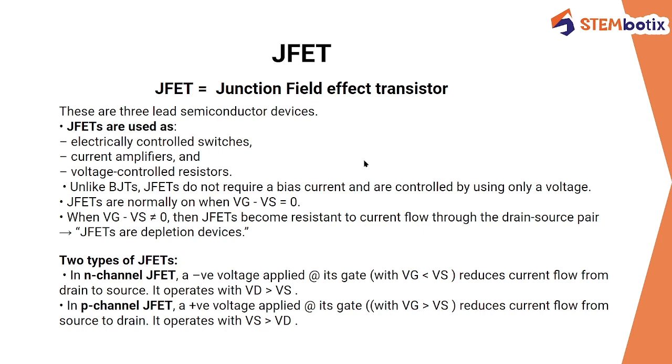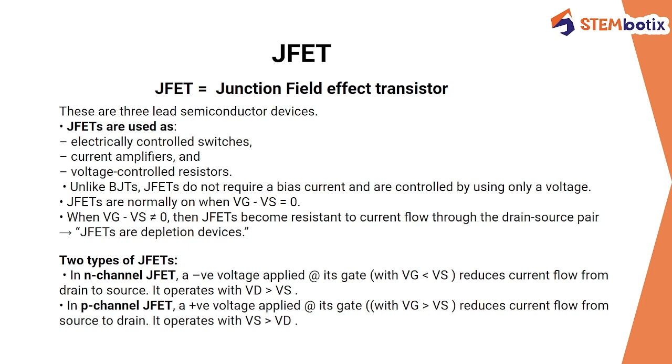FETs have two types, namely JFET and MOSFET. First is JFET, which is junction field effect transistor. These are also three-lead semiconductor devices, and they are used as electrically controlled switches, current amplifiers and voltage controlled resistors. Unlike BJTs, JFETs do not require a bias current and are controlled using only voltage.